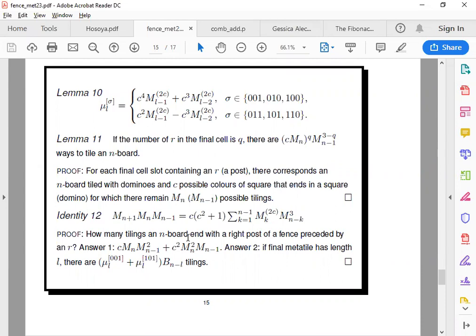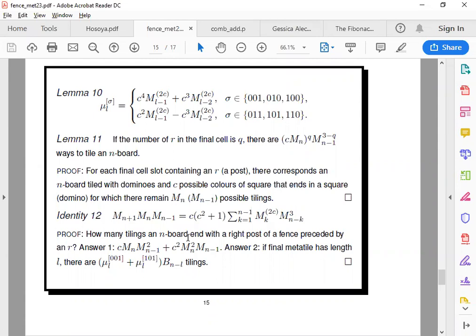Okay, so this is my final identity. It's rather a pretty identity. What we're aiming to prove is this one here, that the product of these three consecutive metal numbers is this sum here.